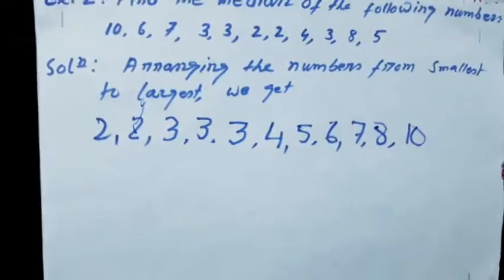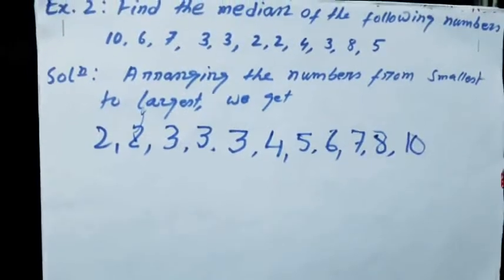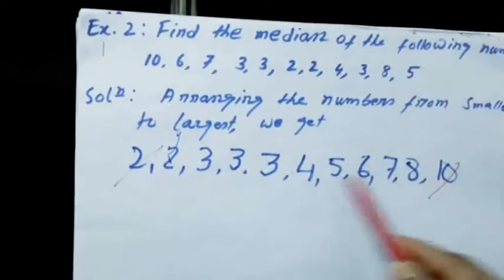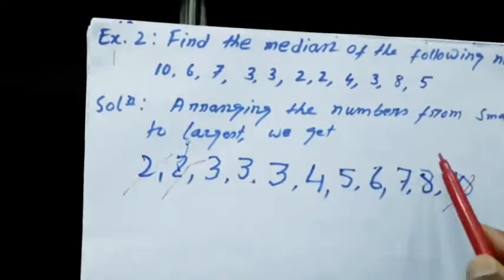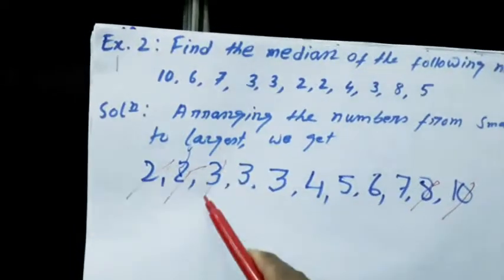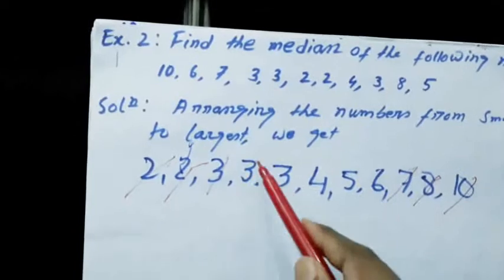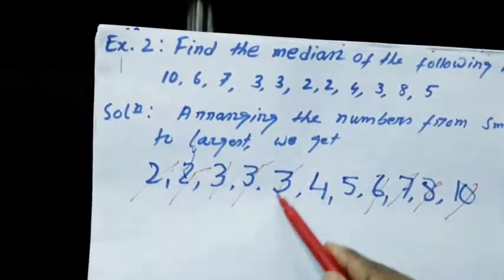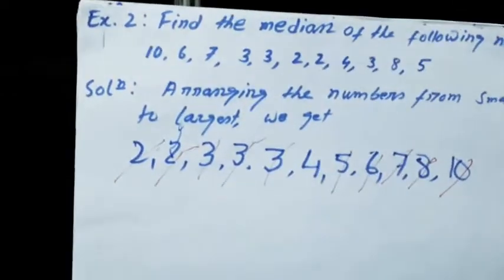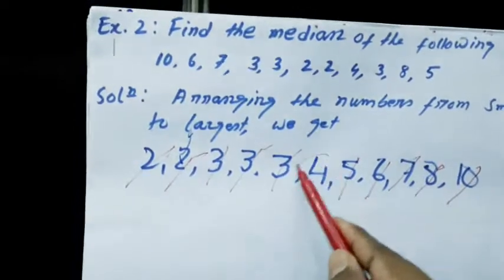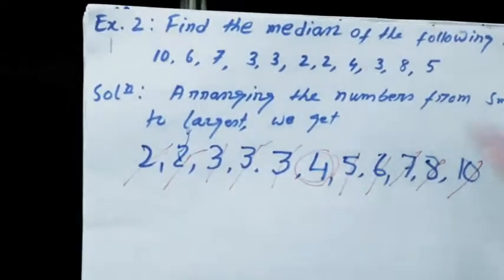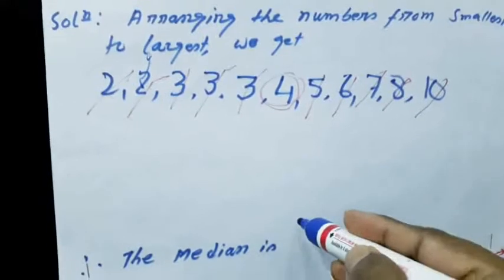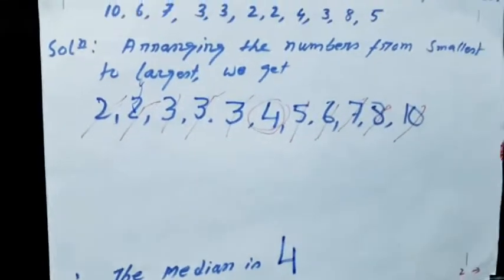Again it is an odd number, so we will get one middlemost value. Now cancelling both sides: 2 this side, 2 this side, 8 cancelling, 3 cancelling, 7 cancelling, 3 here, 6, 3 this side, 5. What is remaining? The middlemost value. This is the middlemost value, and the median is 4.